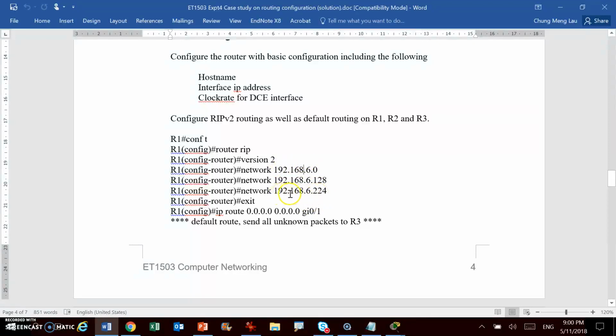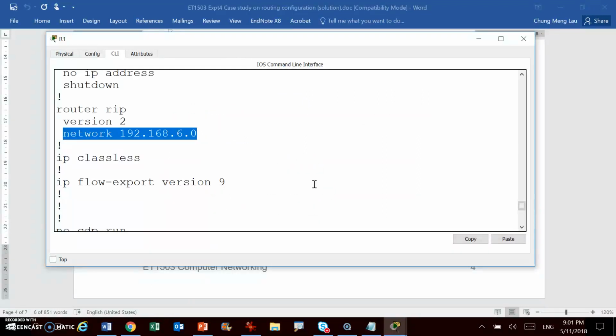So if you happen to have one network that is not in the same class C network, you have to type in that network command. We put in 3 network commands for you, just in case you forgot. This is just to play safe. Enter all the 3 networks, but effectively you only need to enter one of them. So this will be the command to type in for R1.